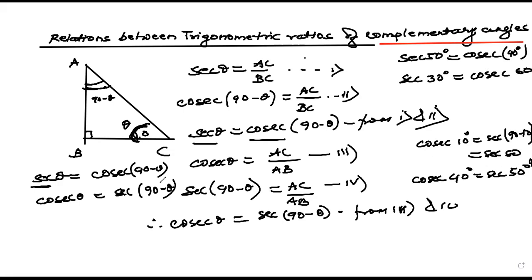I hope people understood me here. So remember, sec theta is cosec of 90 minus theta. Cosec theta is sec of 90 minus theta. Okay. Now we go to the next relationship.